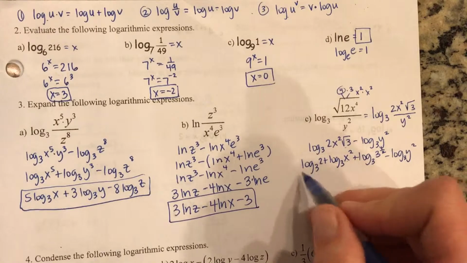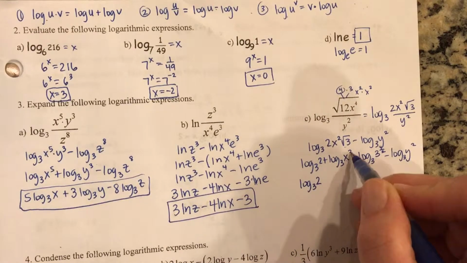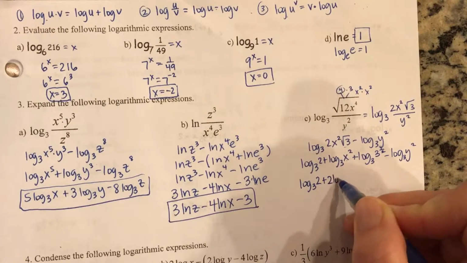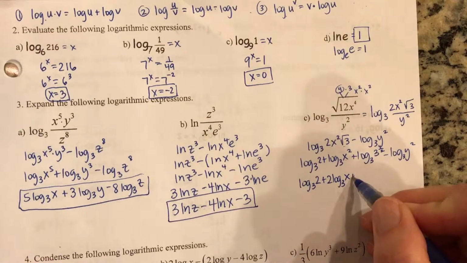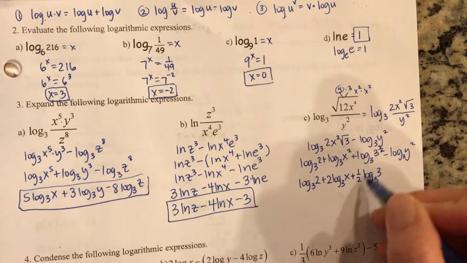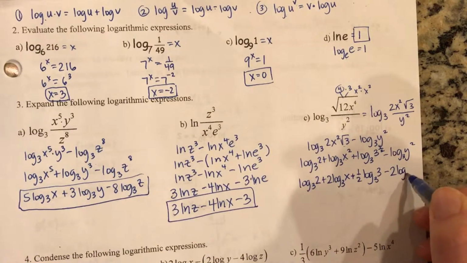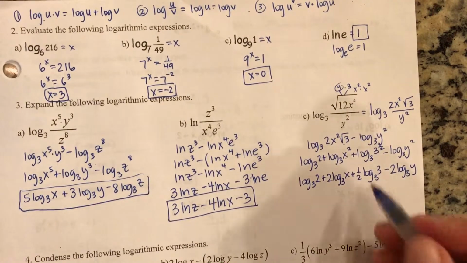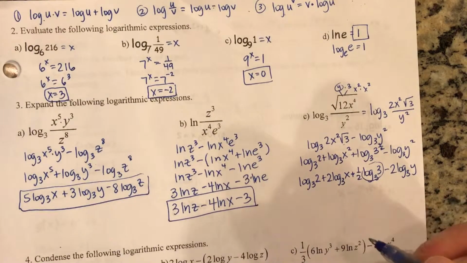Okay, this right here I can't do anything with. Good job, you. Okay, this right here I'm going to bring the 2 down. This right here I'm going to bring the 1/2 down. Ooh, I see something right there. Minus, I'm going to bring that 2 down, log base 3 of y. This can be rewritten as a 1.